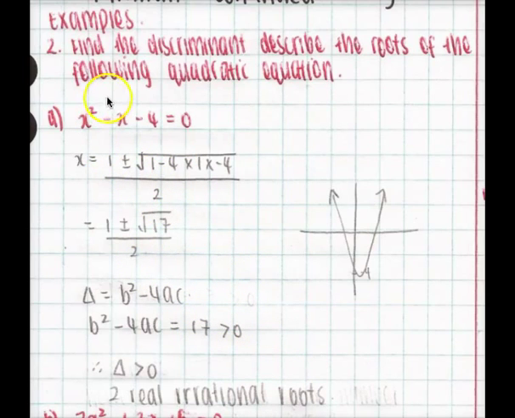Now, in this first question, it says find the discriminant and describe the roots of the following quadratic equations. So the first example is from exercise 10.3, question 2a, and the equation is x squared minus x minus 4 equals 0. Now, please don't do all this x equals and plus or minus. Can you just rub that all out and just put discriminant equals? So actually just do it over here.